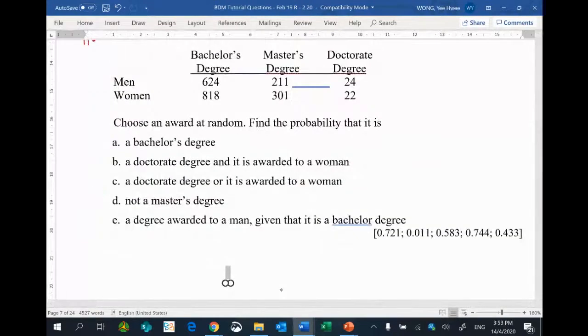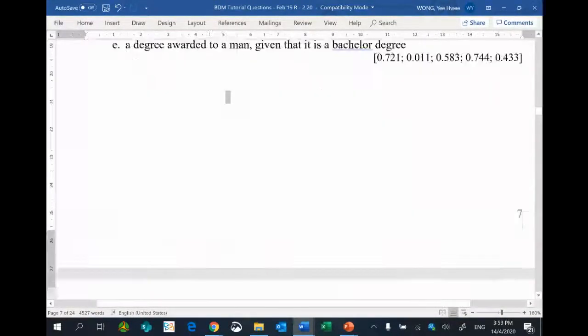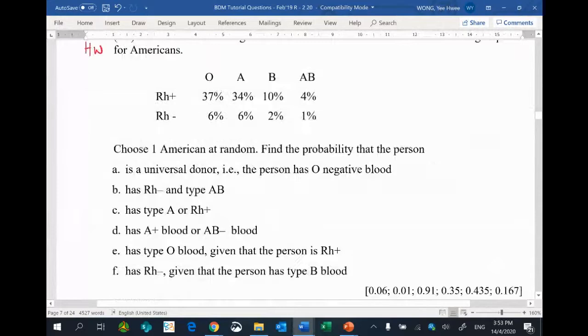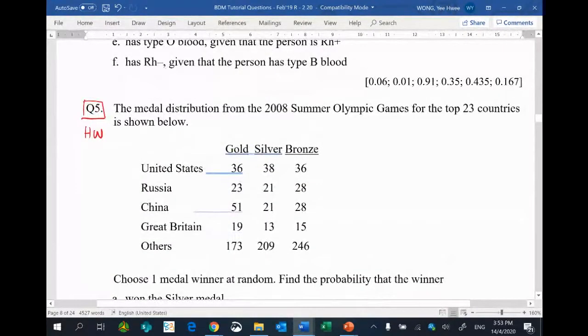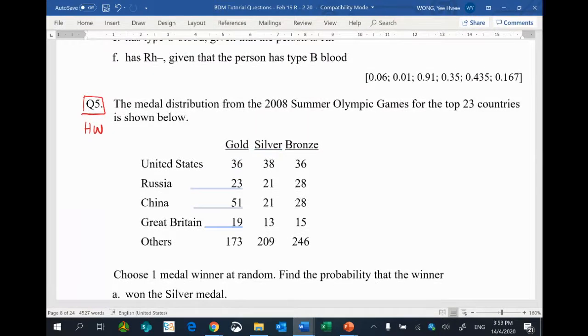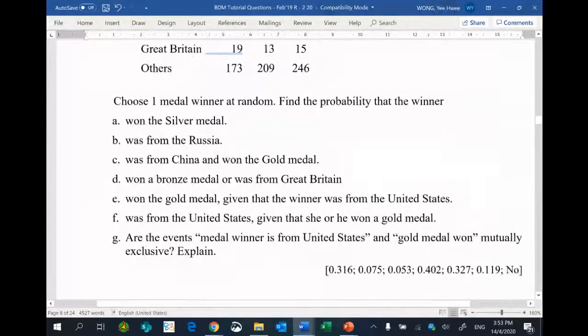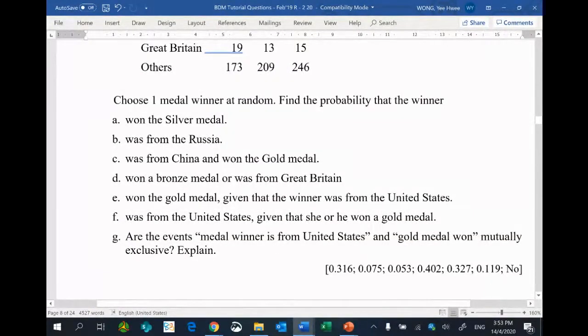Questions 3, 4, and 5. You should be able to do all the questions, and there's a final answer given to you at the bottom of each question. You can double check whether you have done it correctly. All the questions here we have discussed in the lesson, so you should be able to figure out how to actually do it and what the question is. Yep.